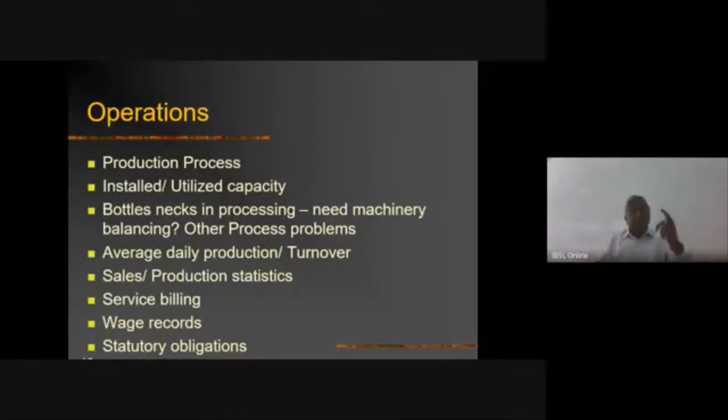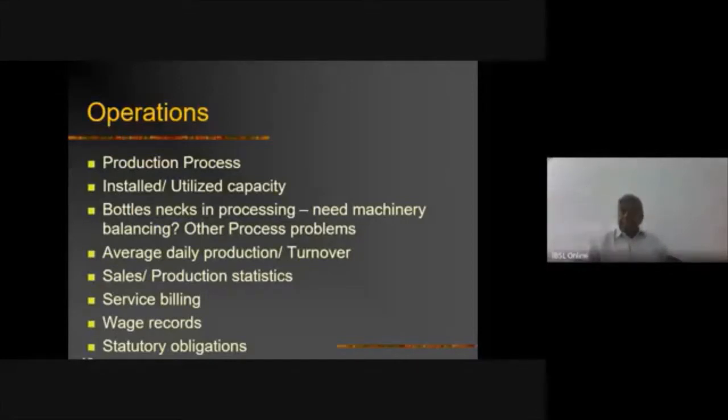So now, installed capacity. I have told you, all these machineries will have a capacity, the installed capacity, balanced. So installed capacity is the maximum production, the maximum units produced per day, or per week, or per month, or per year, per unit of time. That is the installed capacity.